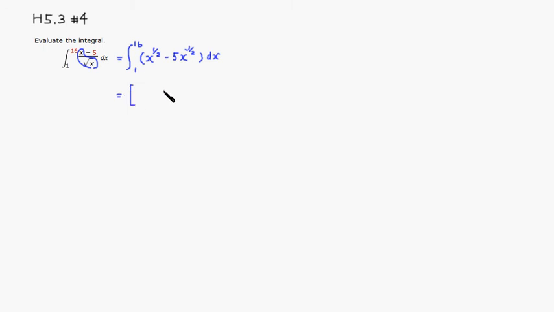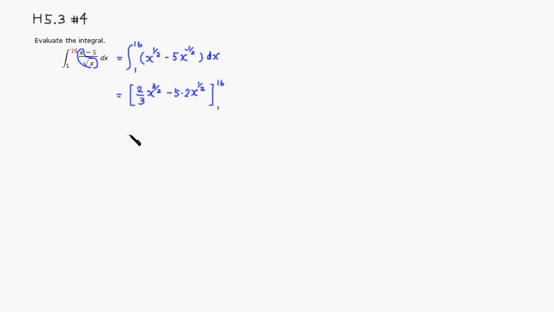The antiderivative of x to the 1/2: add 1 to 1/2, so it's going to be 3/2. Then dividing by 3/2 is the same thing as multiplying by 2/3, so I put 2/3 in front. Then you have a negative 5 that is already there. Then x to the power of add 1, so it's going to be positive 1/2. Dividing by 1/2 is the same thing as multiplying by 2. Then you're going from 1 to 16.